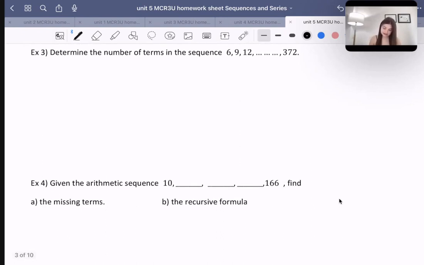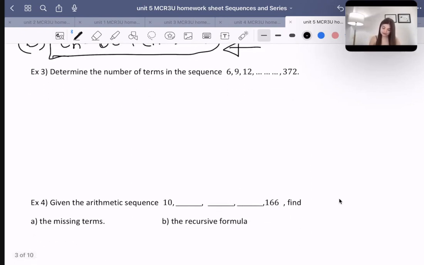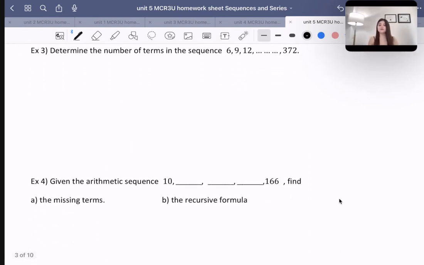This one says determine the number of terms in this sequence. So what we're going to do for this one is I'm first going to write down, well, what is it that we know? So there's four elements. There's Tn, there's n, there's the difference, and there's T1, which is our first term. So we do know our first term, that it's 6. We don't know the number of terms, so it's n that we don't know. They're saying determine the number of terms, so that gives us a hint that that's what we're trying to figure out.